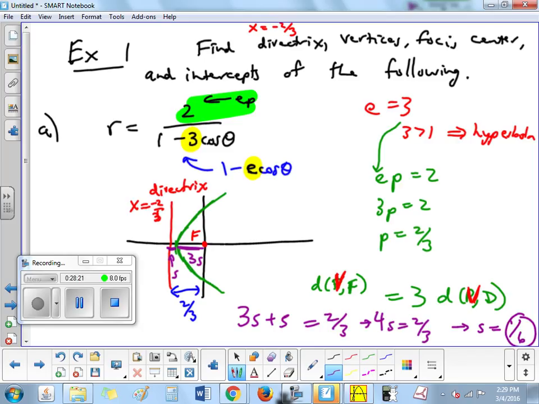If S is 1/6, then 3S is what? 1/2. We got 3/6. Right. So where is Mr. Vertex? Yeah, that's right. This distance right here is 1/2. So that means it's the point -1/2, 0.